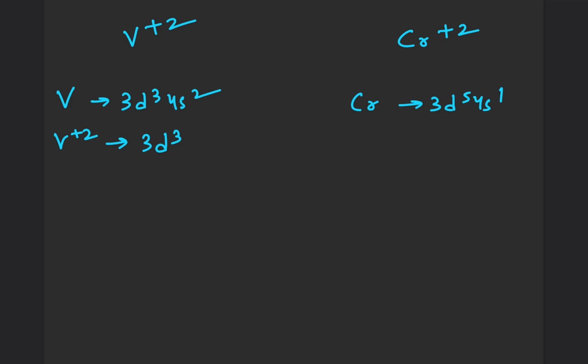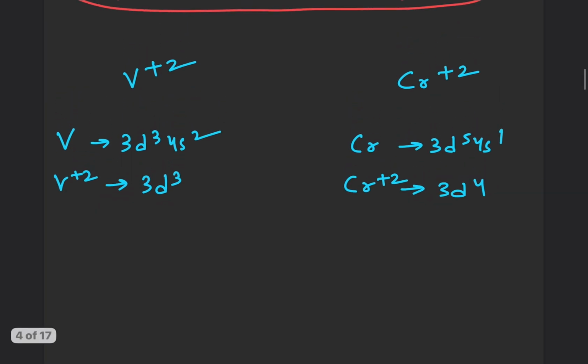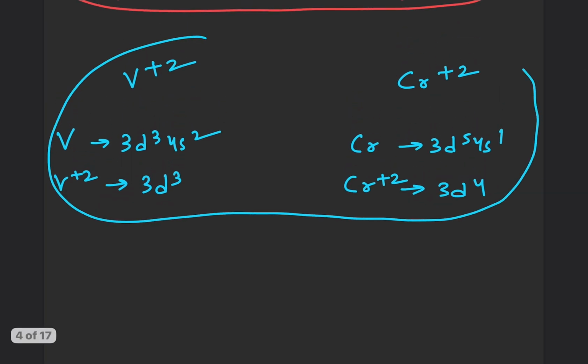And the configuration of chromium+2 will be, so we will remove electrons from 4s and 3d. So we'll be left with 3d4. So therefore, in this case also, vanadium+2 shows color, chromium+2 shows color, because both have partially occupied d electrons, which can be promoted from T2g to Eg. And therefore, this is also one of the pairs in which both these species show color.